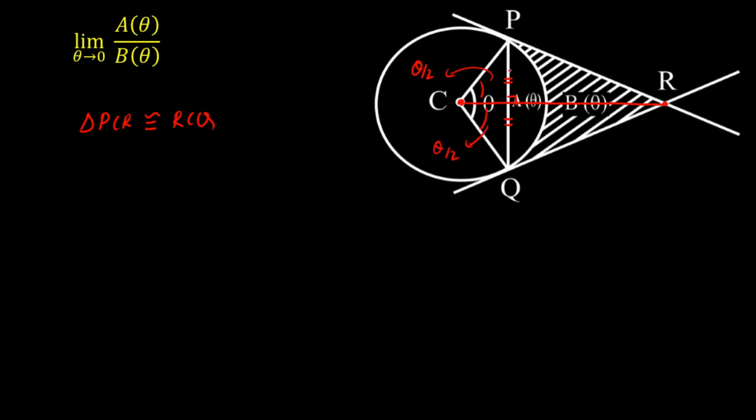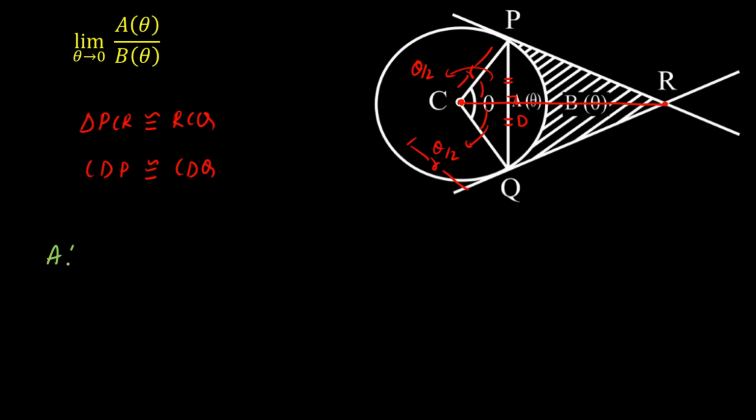Now one more triangle, let's talk about PC. Let's say this point where it is perpendicular, let's say this point is D. One more triangle, that is CDP, is congruent to CDQ. Once I know this information, I can calculate A of theta and B of theta. Now this length is R, the radius, and this length is also R, that is CP and CQ. So using this, I'll be calculating the value of A theta and B theta.